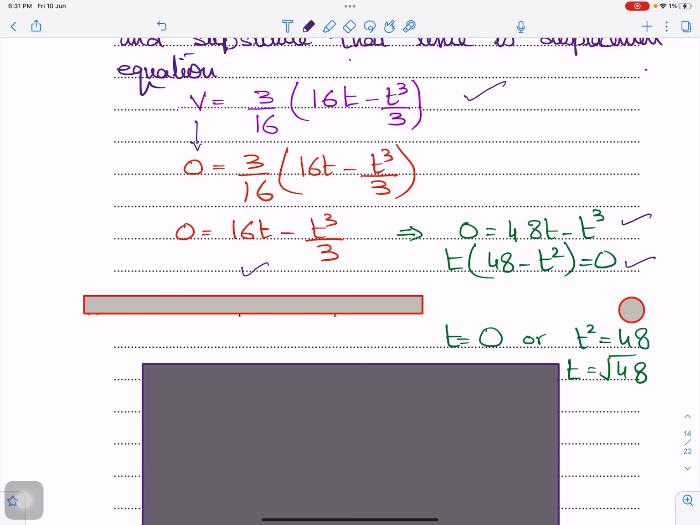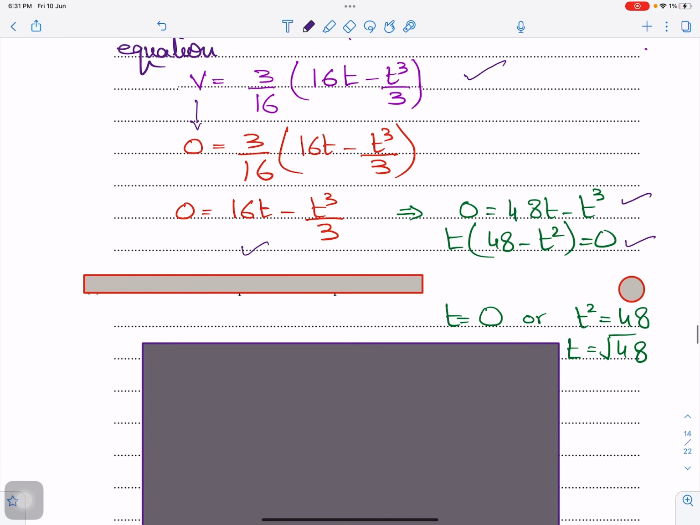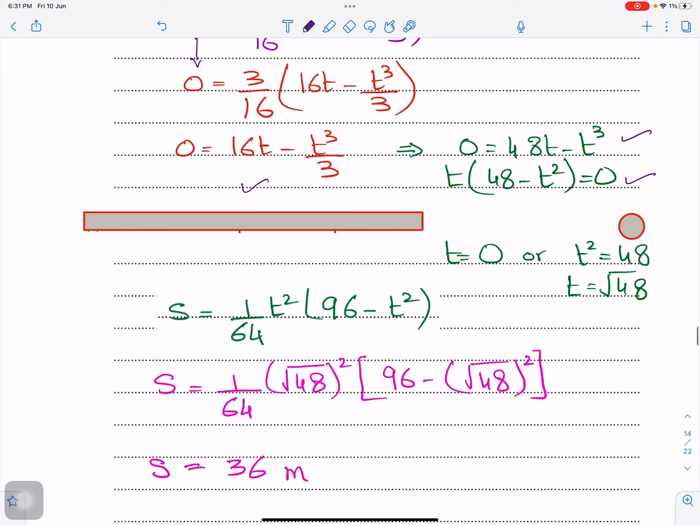So now I have a time and this time I will plug in the displacement equation because I have to find out what was the maximum displacement covered at that time. And this was the time when velocity was 0. So now you simply substitute the value in the displacement equation. You can see I have plugged in here and I solved it with the help of a calculator. I got the displacement 36 meters.